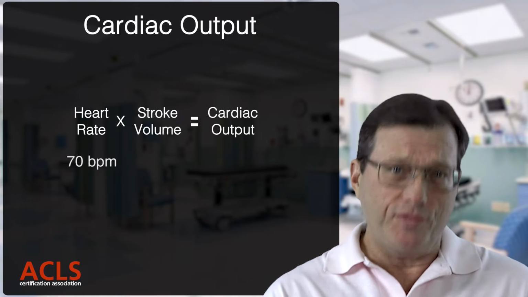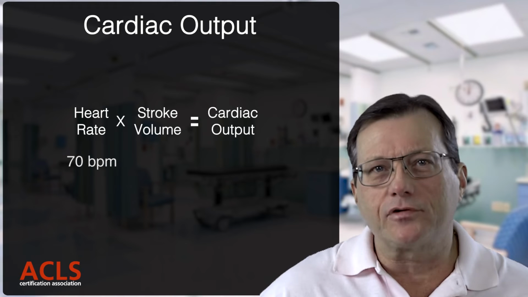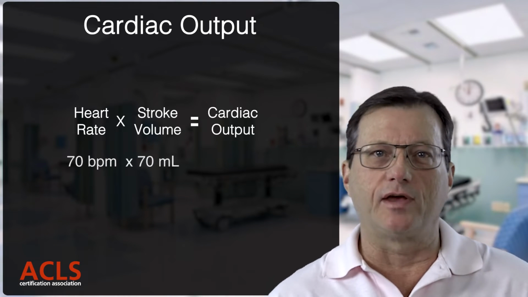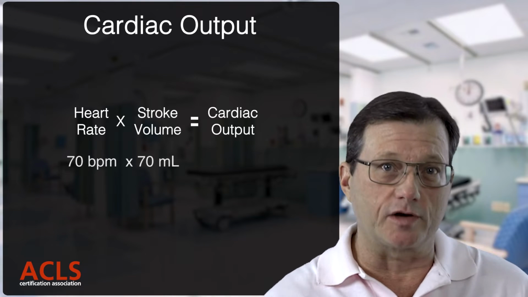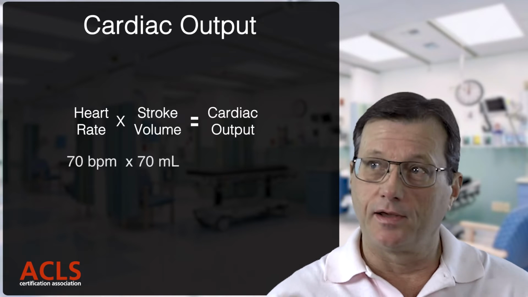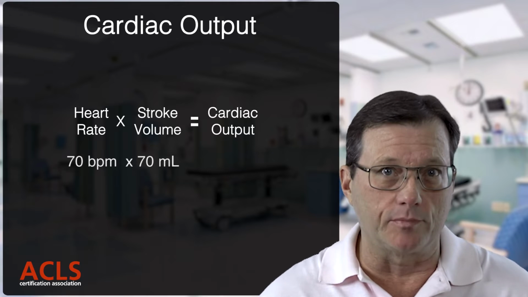So that's the heart rate. Now we get to stroke volume. On the average day, the average guy has a stroke volume of about 70 mLs. The stroke volume is the amount of blood ejected by the ventricles with each contraction. 1 beat, that's the stroke volume. And in the average person, that's about 70 mLs of blood.